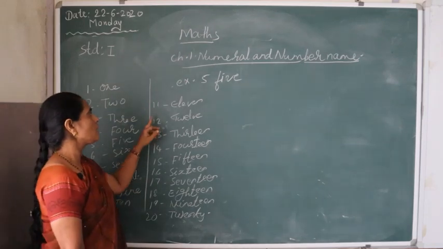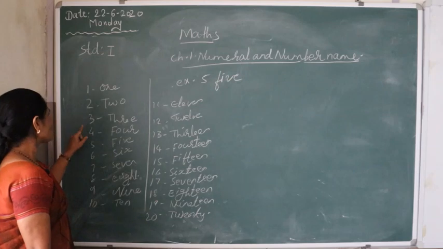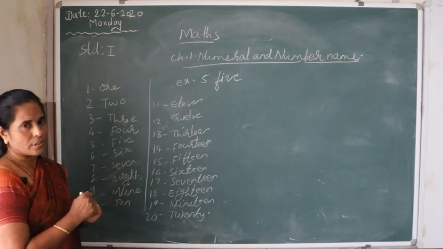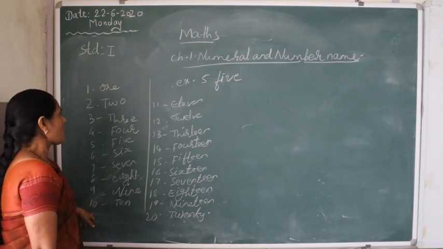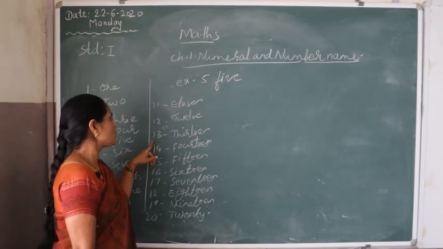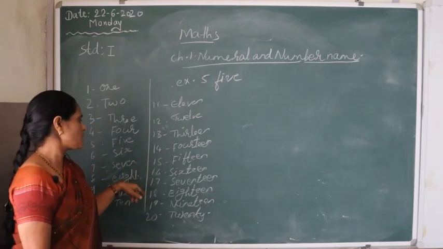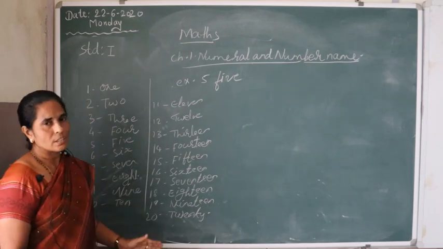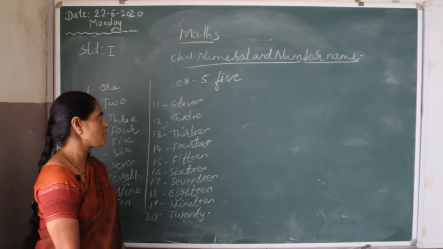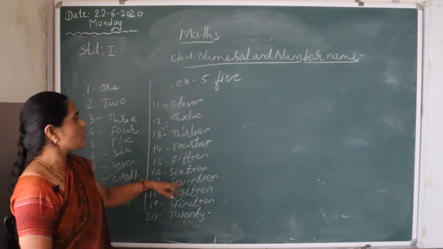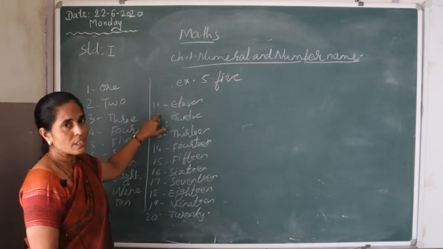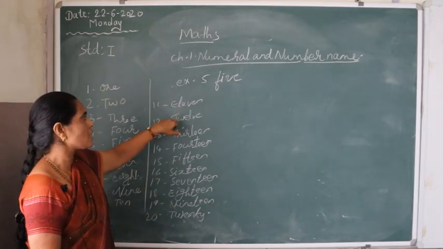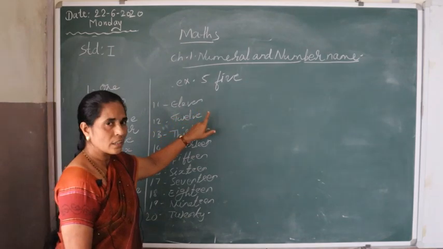Okay. Next one is here, 11. This is only 1, 2, 3, 4, 5, 6, 7, 8, 9. These are single digit figures. Next one is 10, 11, 12, 13, 14, 15, 16, 17, 18, 19, 20. These are two digit figures. Then spelling of 11 is here. 1, 1, 11. That means 1 ten and 1 one make 11. Spelling is here, E-L-E-V-E-N, 11.